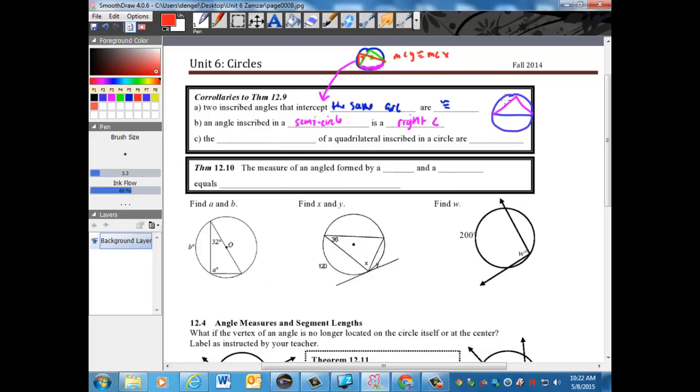So we're going to say that since the intercepted arc is 180 degrees, that means this angle has to be a 90-degree angle. I can put a box. So angle X is equal to 90 degrees.